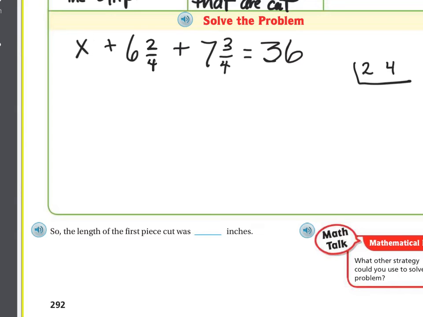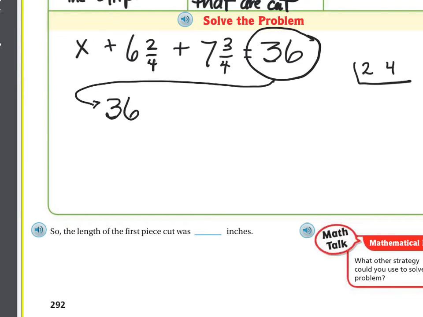Okay, so now I'm going to work backwards to solve. This is how we work backwards. We take this 36 and we're going to put it over here, and we're going to subtract each of these numbers. So 36 minus 2/4. What is 36 minus 2/4?